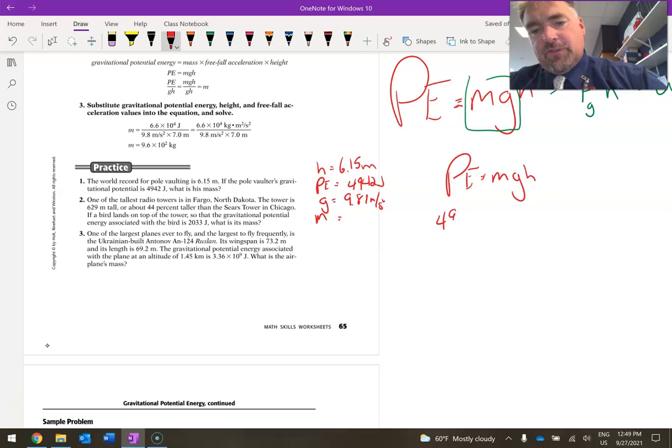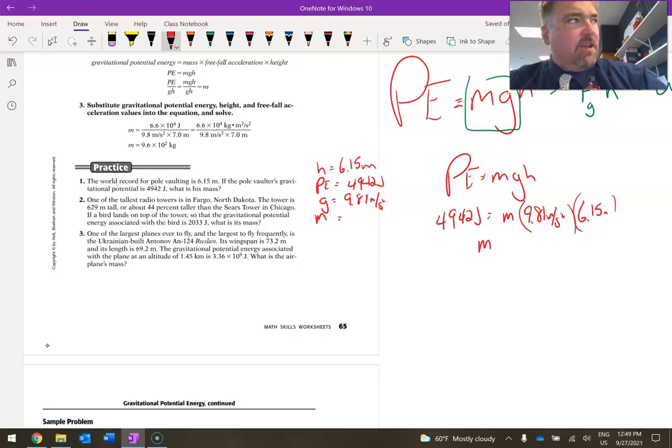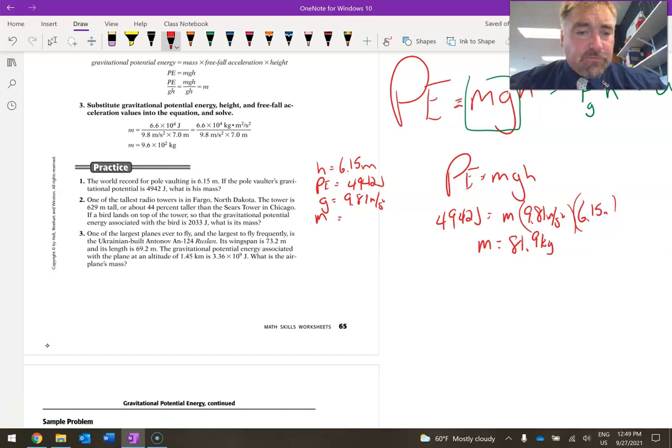So 4,942 joules is equal to the mass, that's what I'm looking for, times 9.81 meters per second squared, times my height, which was 6.15 meters. When I solve for that, I multiply through by the 6.15 and the 9.81, divide through on the other side, and it gives me a mass of 81.9 kilograms.